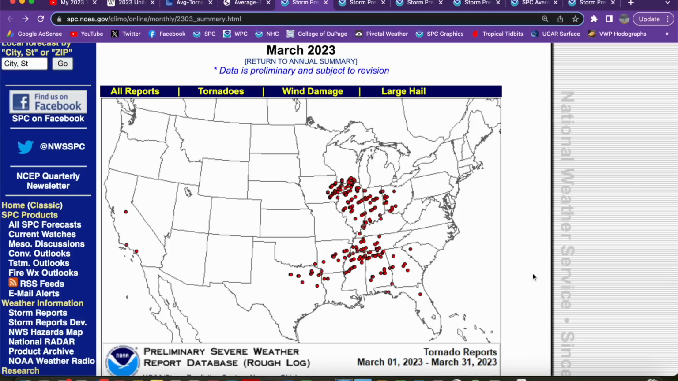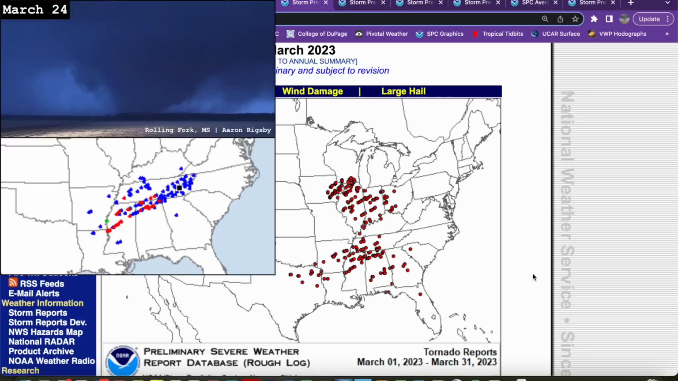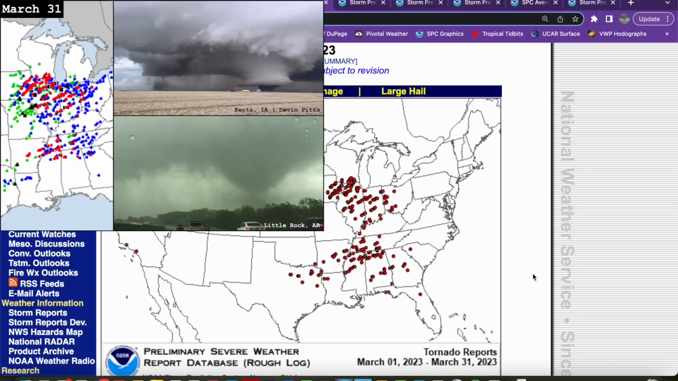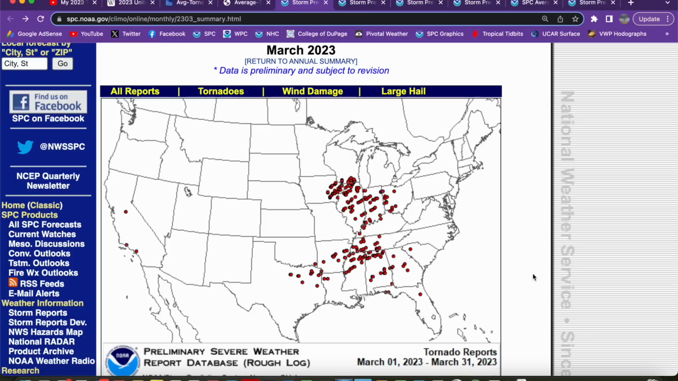We started off the month with a small tornado outbreak from Texas into the Mid-South on March 2nd and 3rd. Of course, we had the Southeast outbreak on March 24th that included the Rolling Fork, Mississippi EF4. But the vast majority, about 2/3 of the total tornado reports for the month of March, came in on just one day, and that day was March 31st. If you recall, we had the dual high-risk areas from the SPC on that day, one centered on southeast Iowa and one to the south in Arkansas.